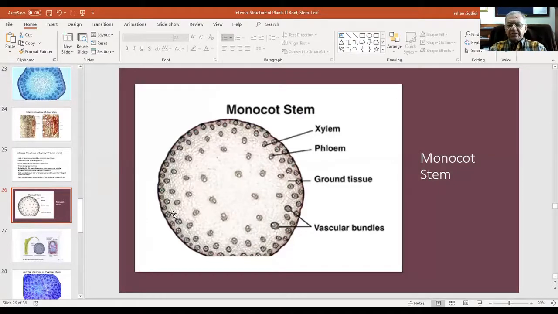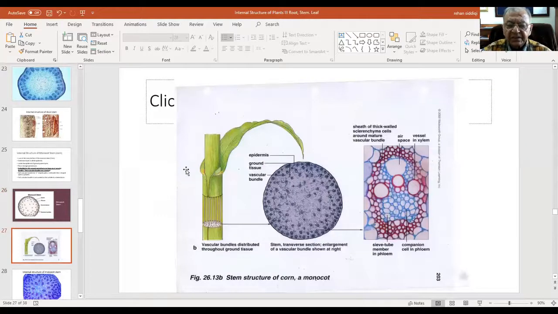You can see that the outside of monocot stem again is epidermis, and whatever is present inside the epidermis is called ground parenchyma. And in this ground parenchyma, there is a large number of vascular bundles which are scattered. So this is very important, the arrangement of vascular bundles. Vascular bundles are scattered in the case of monocot stem. And here you can again see this monocot stem with the scattered vascular bundles.